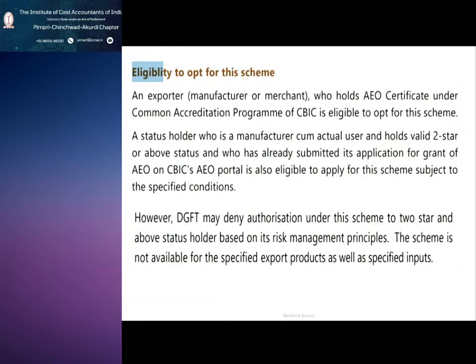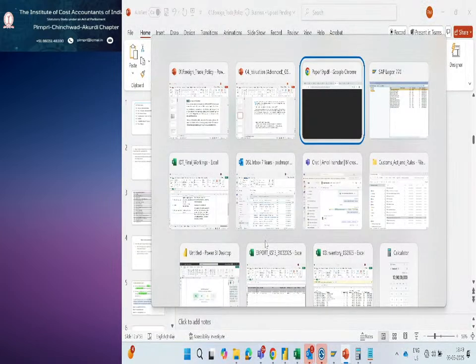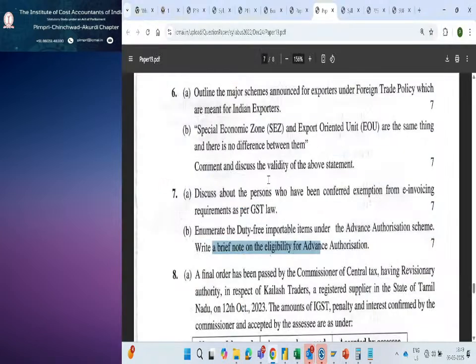So you can have a look. If I go to this slide mode, then you may not be able to see the question paper. So hi Anna, good evening. So we were discussing the question paper which I shared.